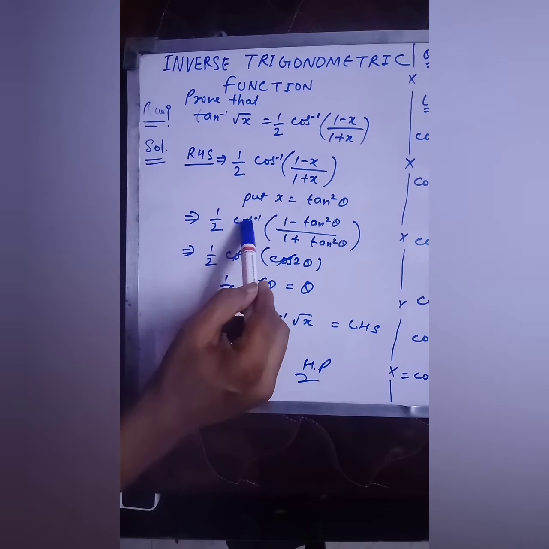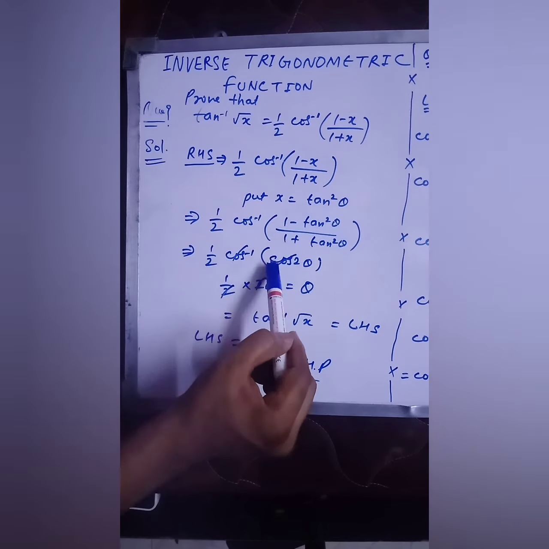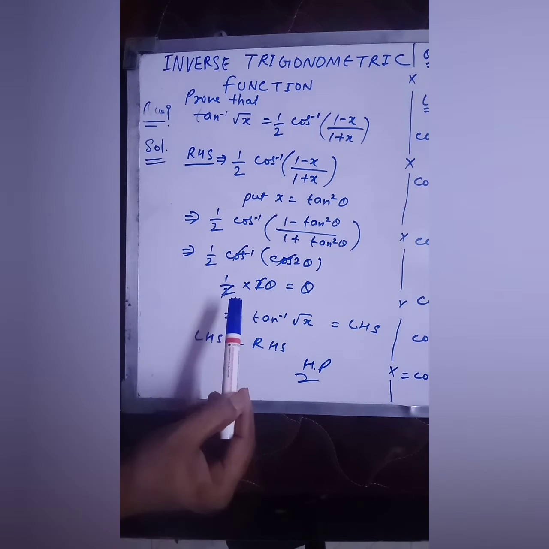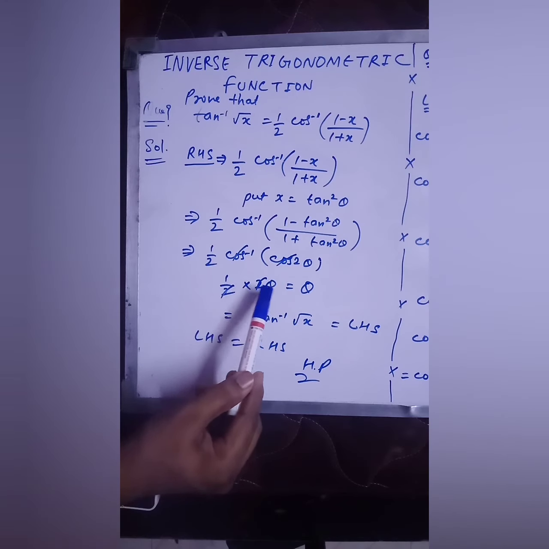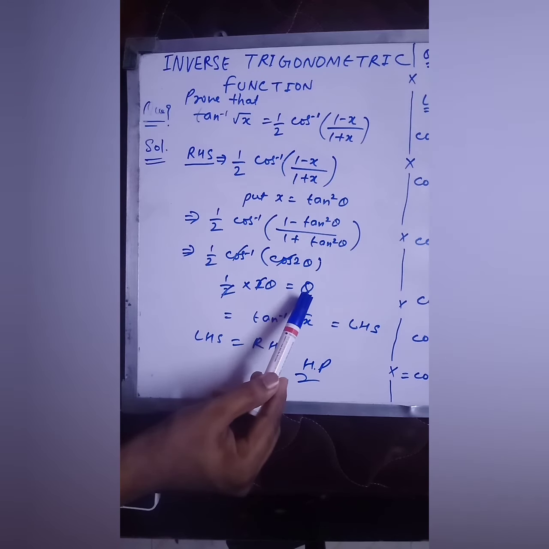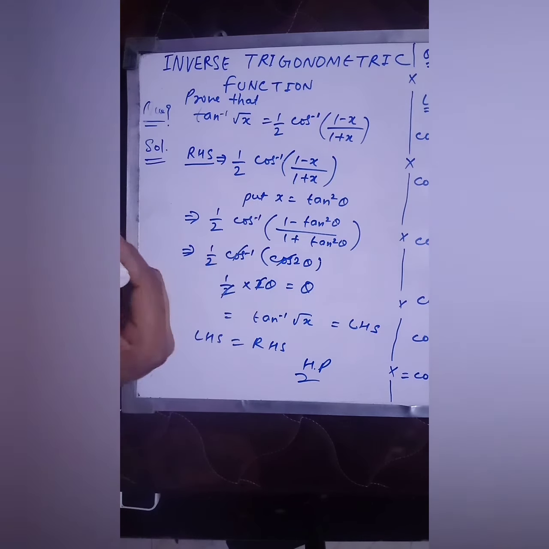So half cos inverse, and in place of this I am putting cos 2 theta. Cos inverse and cos will cancel out and you will get half into 2 theta. 2 and 2 will cancel out and you will get theta. So the value of theta you can calculate from here.